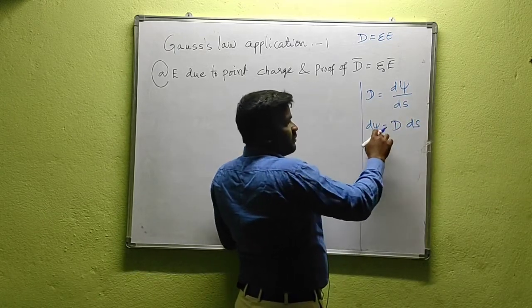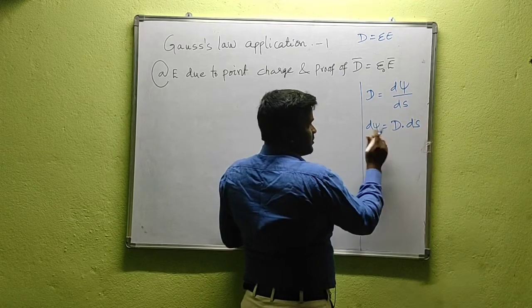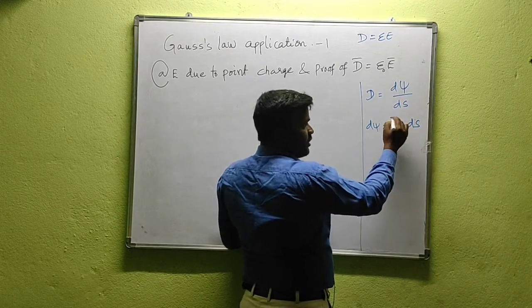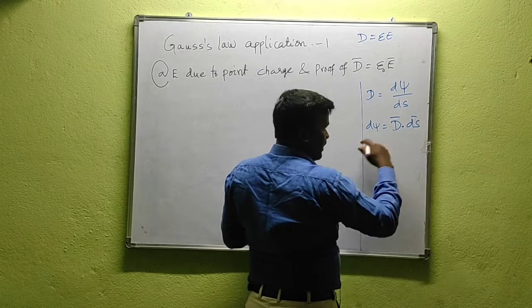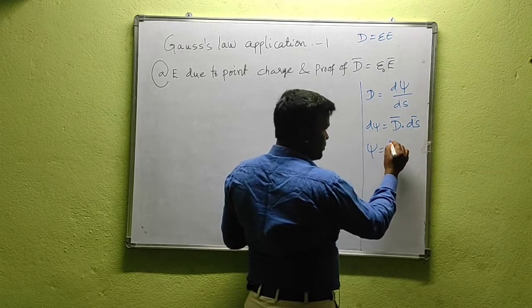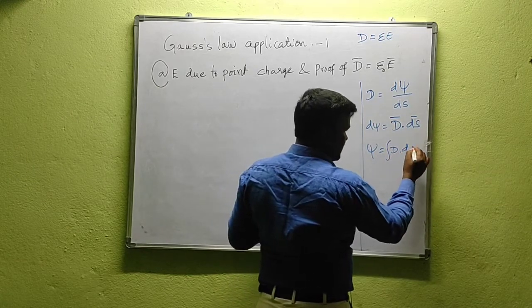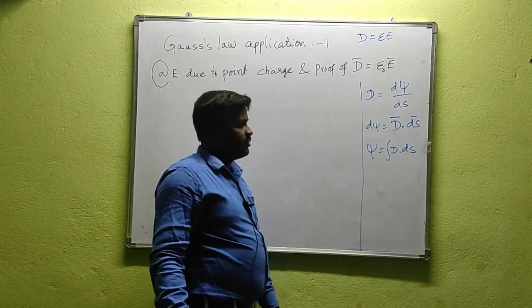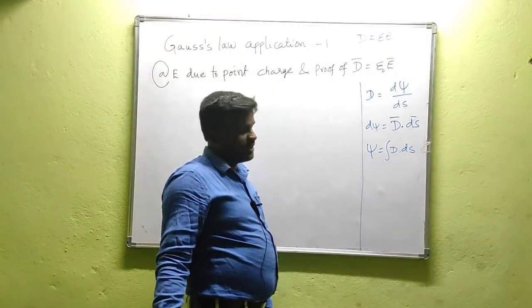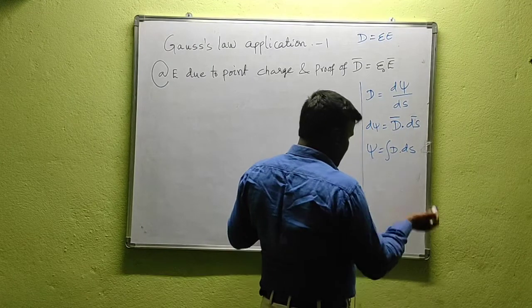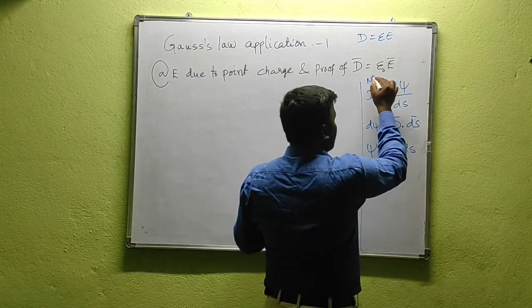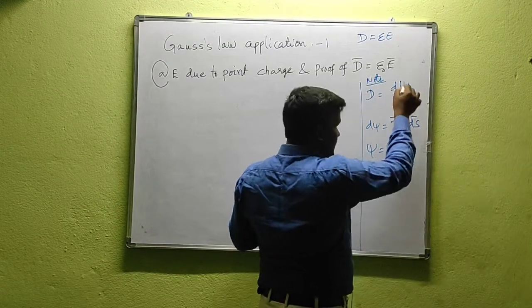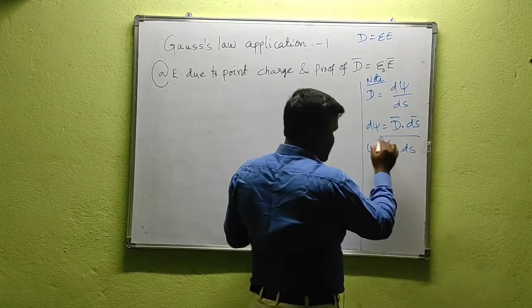These two are vectors, but flux is a scalar quantity. A scalar quantity can be written as the dot product of two vectors. So d psi equal to D bar dot dS bar. Then apply integration on both sides, and we get psi equal to integral D dot dS. Already we discussed line charge, surface charge and volume charge. Please make a note: D equal to d psi by dS, and psi equal to integral D dot dS.